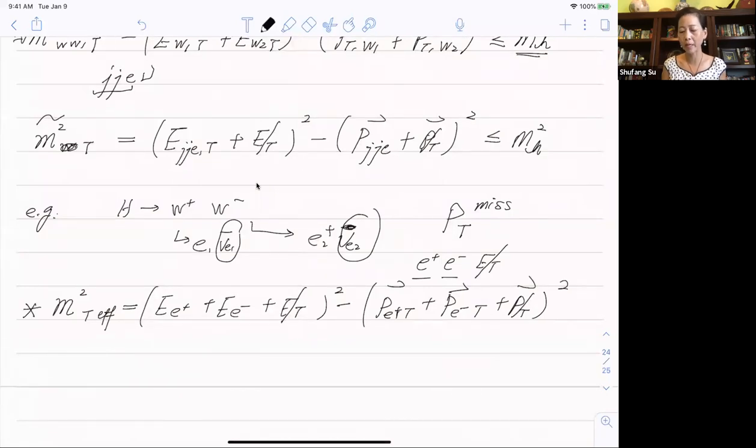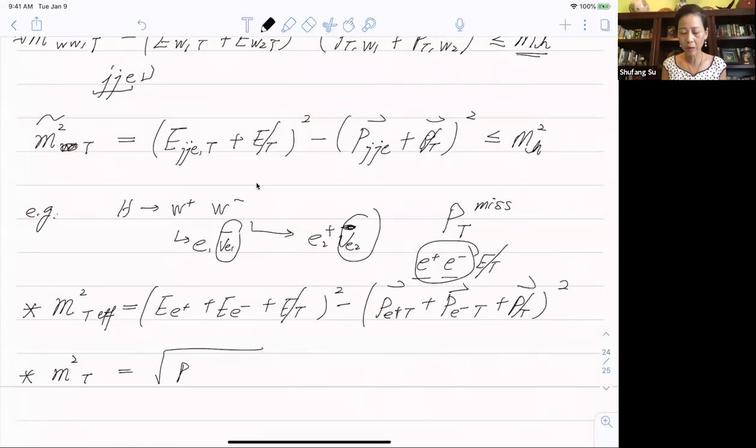But another student might say, hey, the e plus e minus looks very familiar. The Z can go to e plus e minus, for example. So maybe I should group together the e plus e minus and then see what's happening. So another way of defining transverse mass: I'm going to look at the e plus e minus system first.